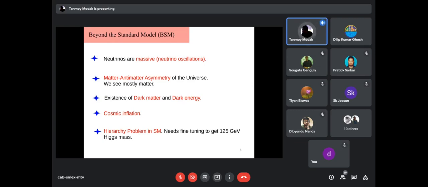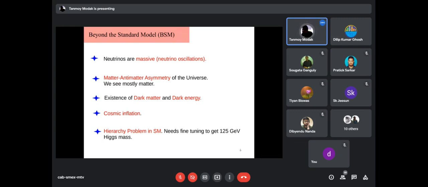Matter-antimatter asymmetry. In the universe, we mostly see matter, and we do not see that much antimatter. We don't know how it's generated, and the standard model cannot dynamically account for this matter-antimatter asymmetry of the universe. Then the existence of dark matter and dark energy has been established over the years, and the standard model has no explanation for them. Cosmic inflation, the standard model indeed can explain it, but there are some problems.